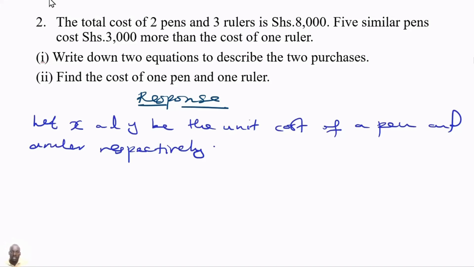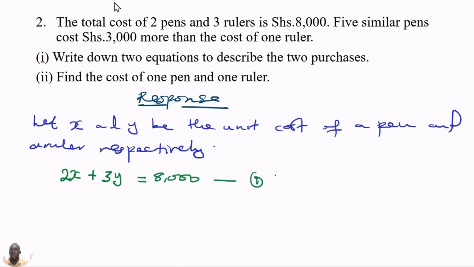So let us now analyze the statements that the total cost of 2 pens and 3 rulers is that. It means that if we buy the two pens, so 2 multiplied by the cost of a pen, which is now x, and they are talking of the total. When we say the total, we are going to sum. Then they are also buying the 3 rulers, but each at y cost should be equal to the total cost, which is now 8,000. This becomes our first equation.